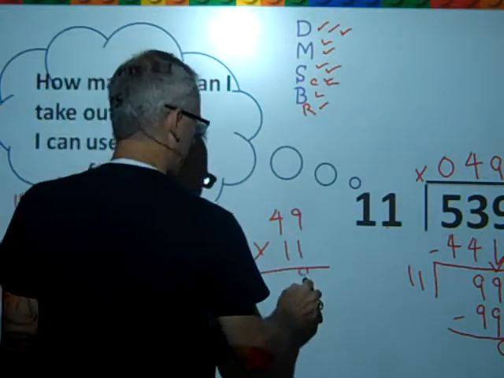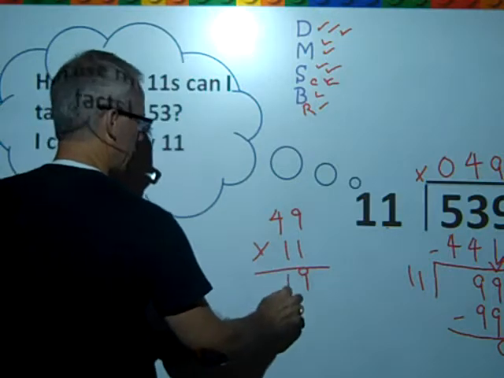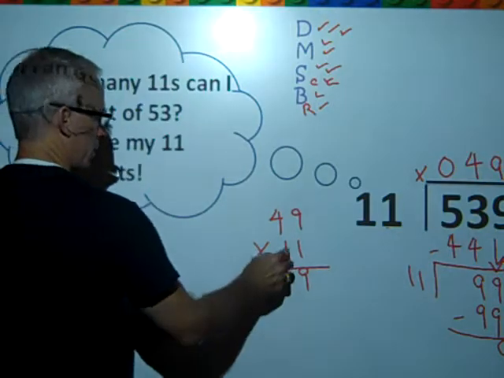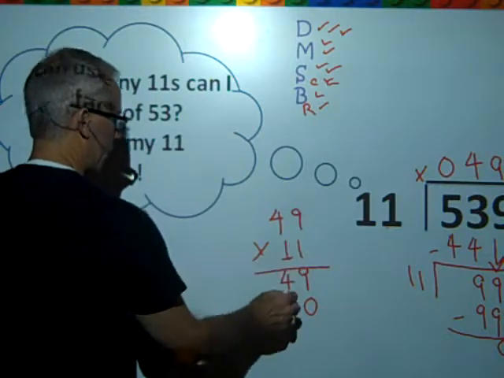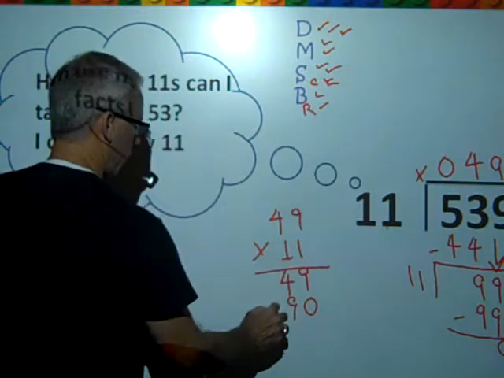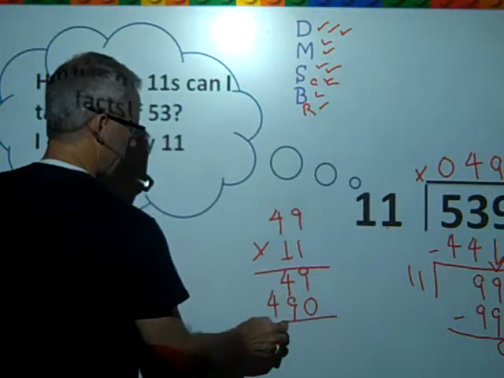1 times 9 is 9. 1 times 4 is 4. Slap a 0 on the end because I multiply by tens. 1 times 9 is 9. 1 times 4 is 4.